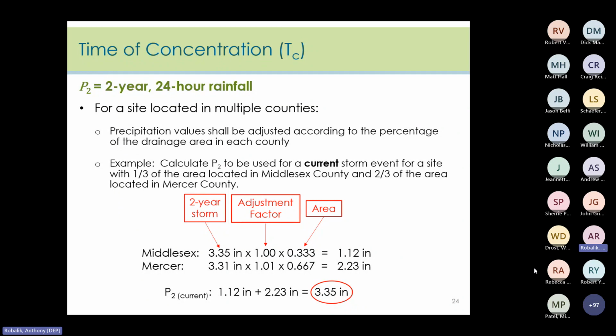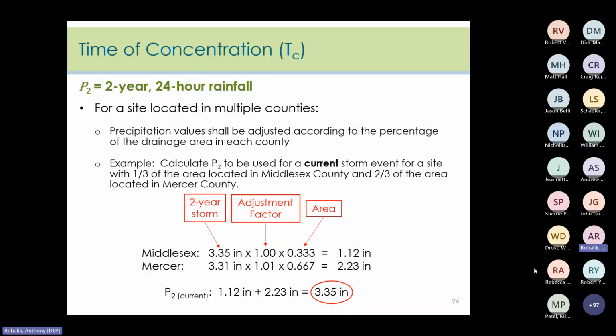So then we multiply those rainfall depths by each county's respective 2-year current precipitation adjustment factor, and it's current since we're ultimately looking to model a current storm event. Again, if we were looking to model a projected storm event, we would multiply those rainfall depths by each county's 2-year future precipitation change factor instead. But in our case, the current precipitation adjustment factor for the 2-year design storm is 1.00 for Middlesex County and 1.01 for Mercer County.